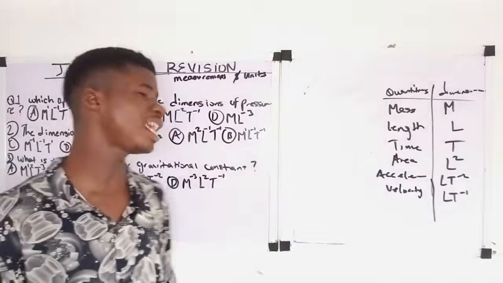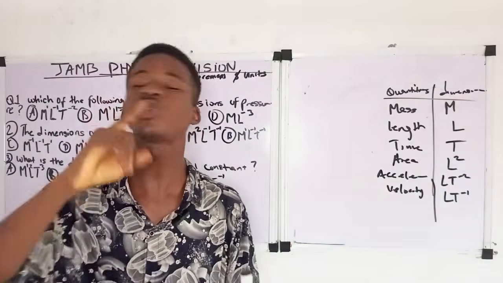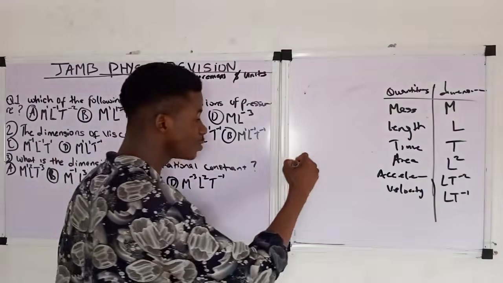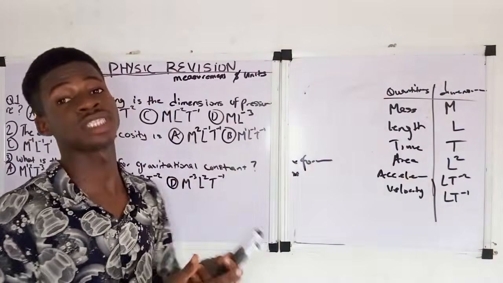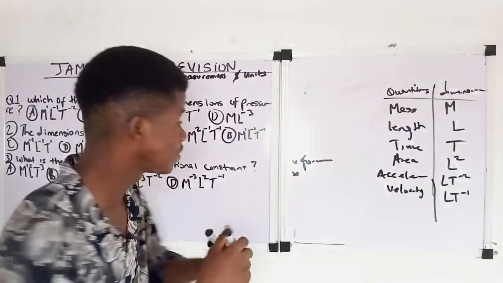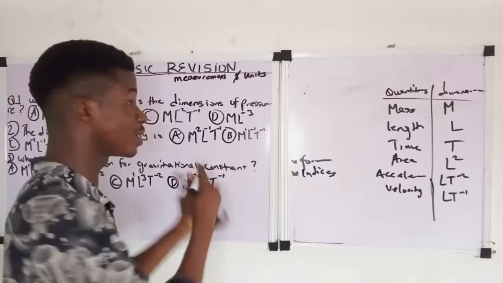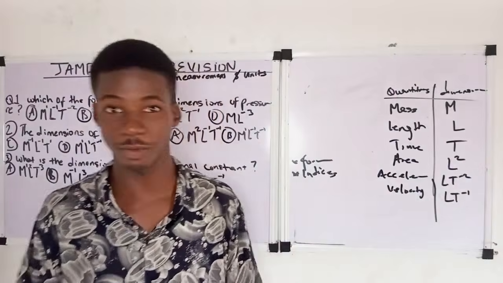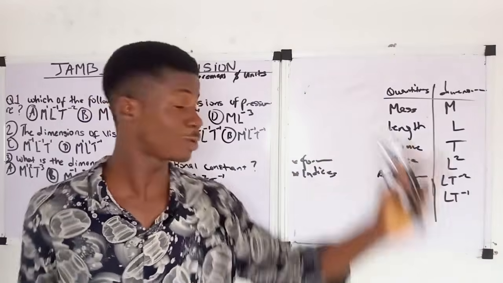Now when you want to solve any question under dimension, these are the things you need to know. The very first thing is that you need to know the formula of the quantity they're asking you to find the dimension for. The second thing you need to know is how to solve using indices. So these are the two things you need when solving questions under dimension. At first, know the formula of the quantity, and second, know how to use indices to solve. I will show you guys everything in this video.